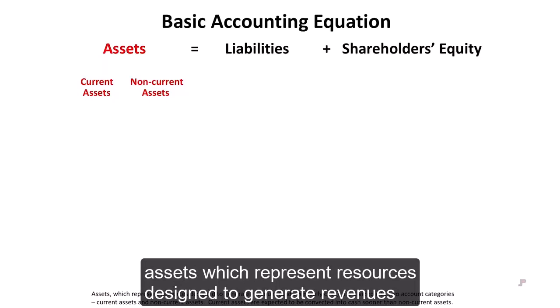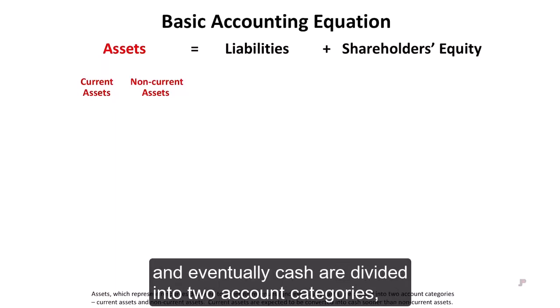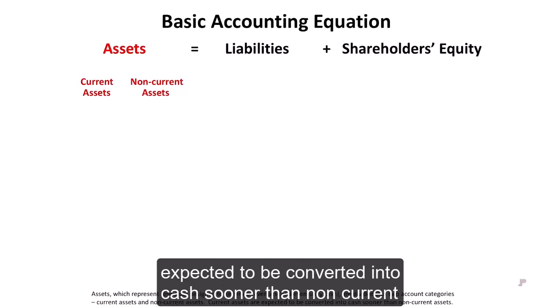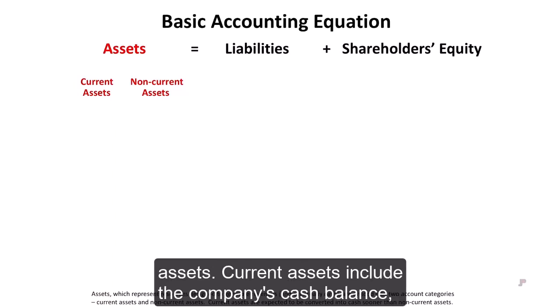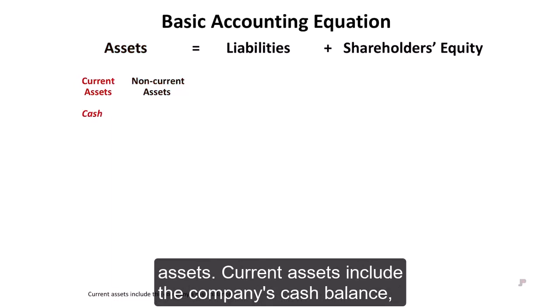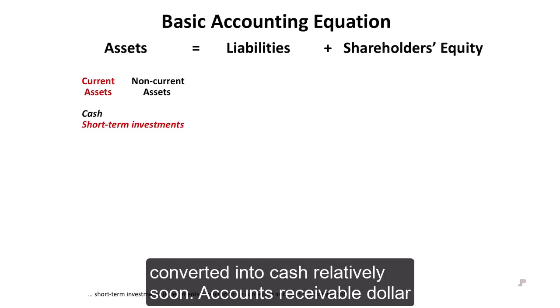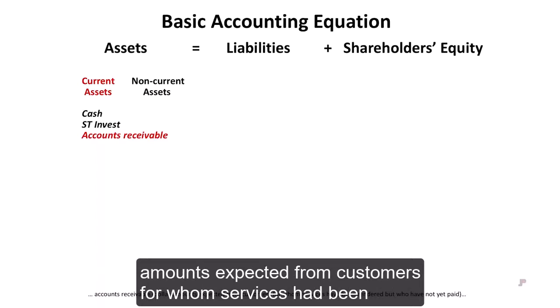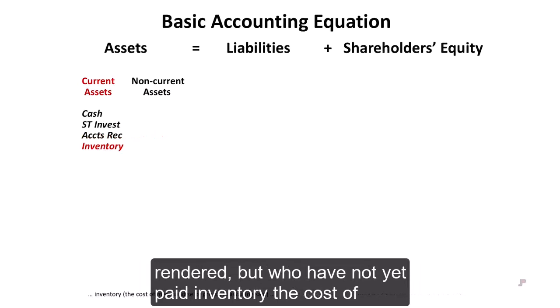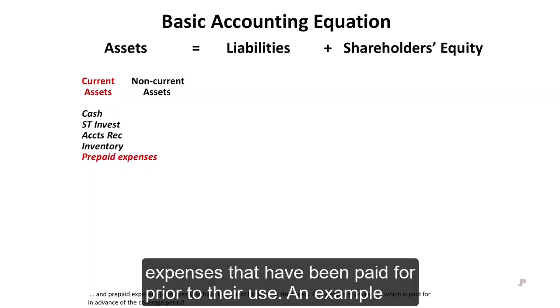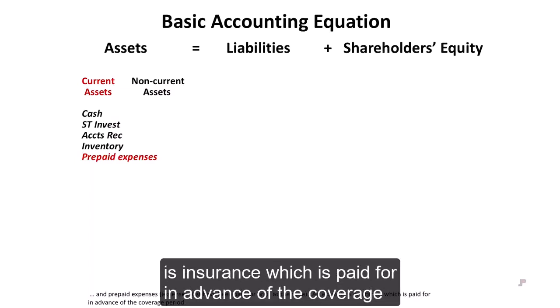Assets, which represent resources designed to generate revenues and eventually cash, are divided into 2 account categories: current assets and non-current assets. Current assets are expected to be converted into cash sooner than non-current assets. Current assets include the company's cash balance, short-term investments, investments expected to be converted into cash relatively soon, accounts receivable, dollar amounts expected from customers for whom services have been rendered but who have not yet paid, inventory, the cost of merchandise or products awaiting sale, and prepaid expenses, expenses that have been paid for prior to their use. An example is insurance, which is paid for in advance of the coverage period.